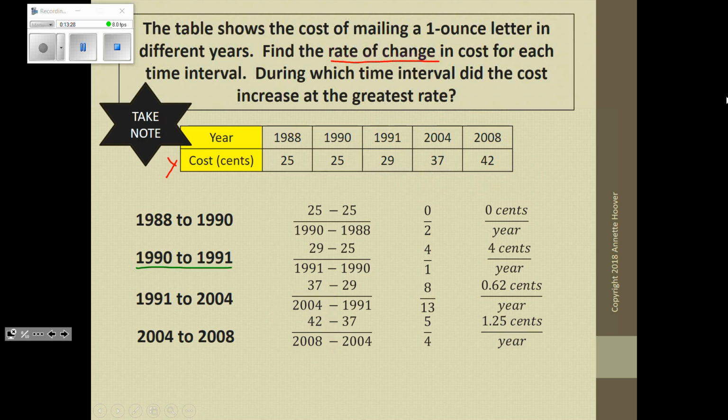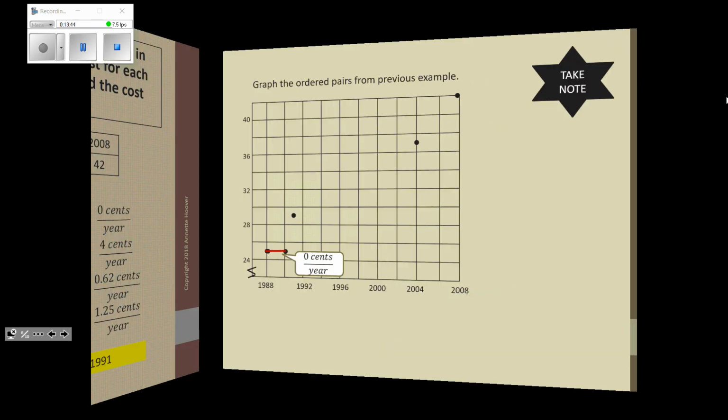Now companies could look at that and they could ask themselves, when was the greatest increase, when was the smallest amount of increase, and find reasons why that was true. The cost increased the greatest between 1990 and 1991 when it was a 4-cent per year raise.